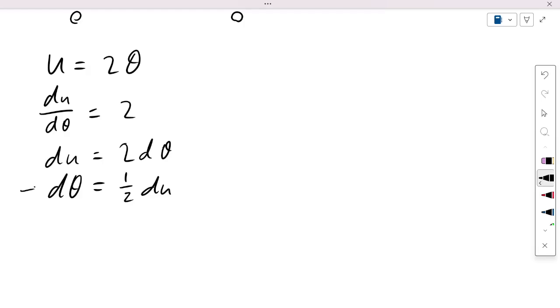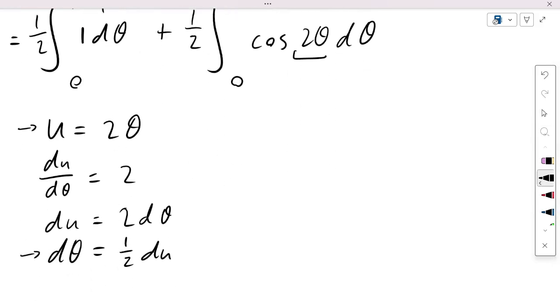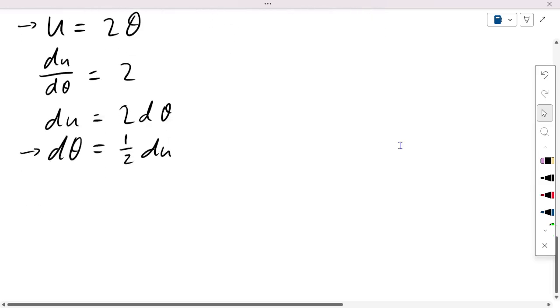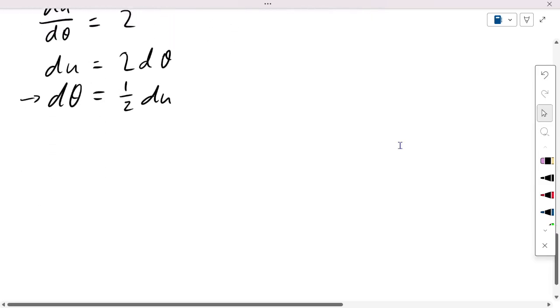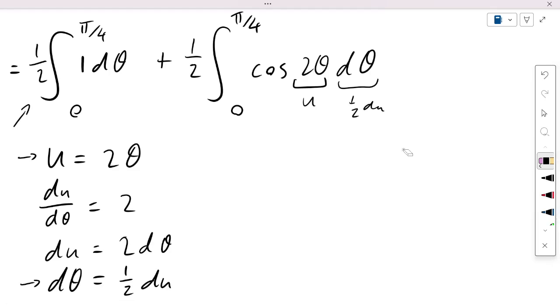Now we know what d theta is equal to, and we know what u is equal to, which means we can just replace those things. We can replace the 2 theta over here with u, and we can replace the d theta here with a half du. So now we're going to write it like this. And this first one here, we don't really have to do any substitution with, since it's pretty much straightforward to integrate. If you want to, you can do the substitution, but what the heck.